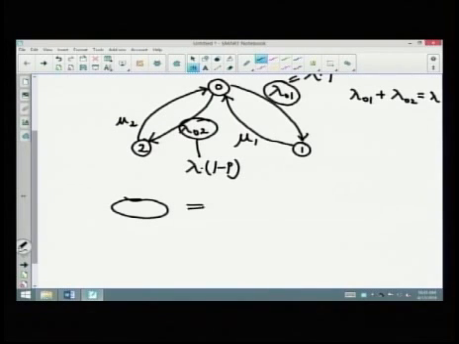is equal to the transition rate into state i, right? That's the balance equation. So we're going to do this for each state 0, 1, 2. Okay? So let's say state 0. What is that?